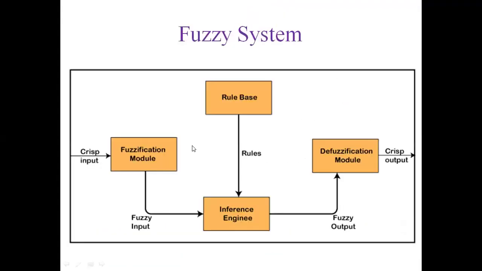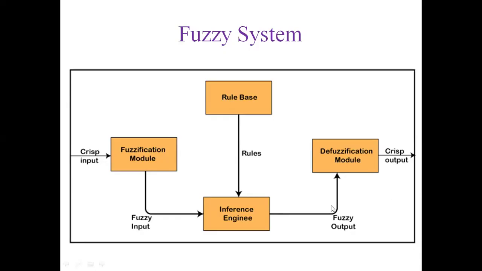I hope you all understood how this fuzzy system works. We have three basic functions. I repeat, one is the fuzzification module, which converts the crisp input into fuzzy input. Then this fuzzy input will be processed using the inference engine, and the fuzzy output will be produced.